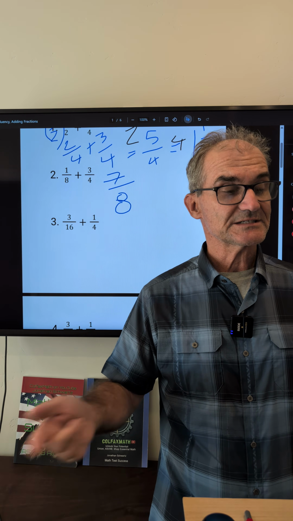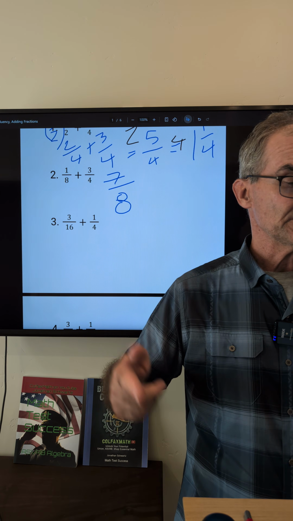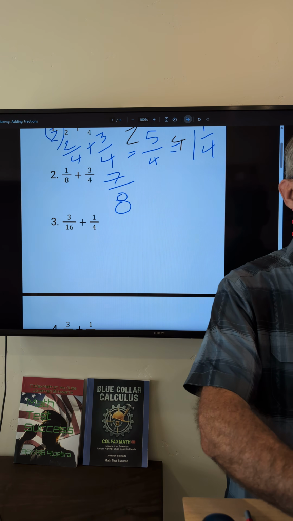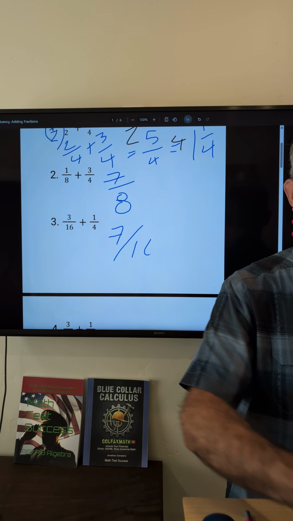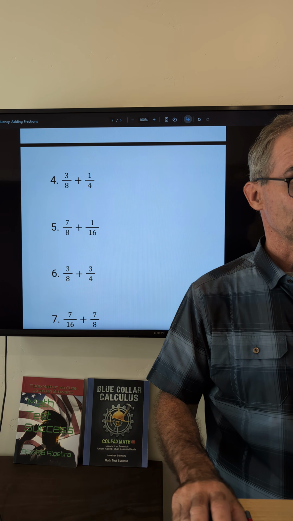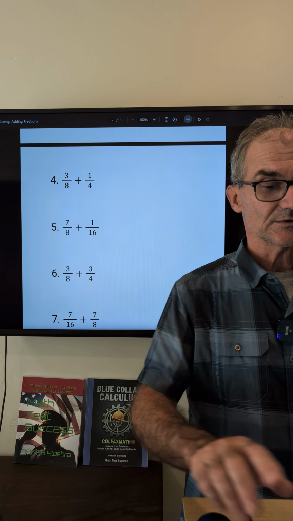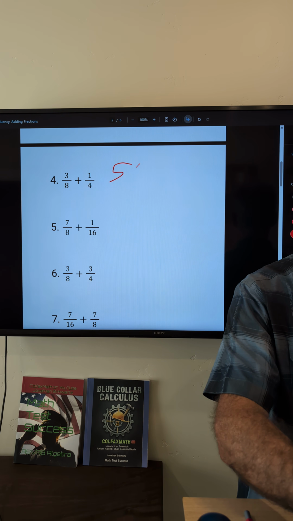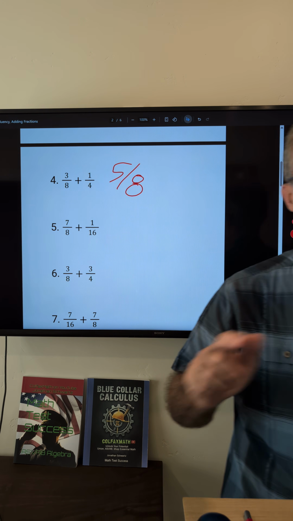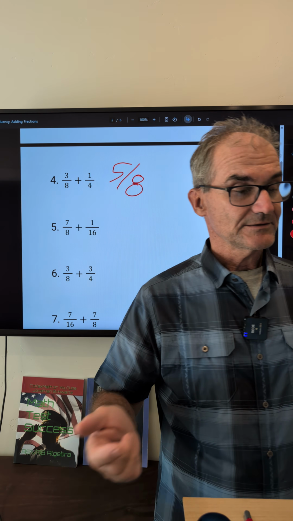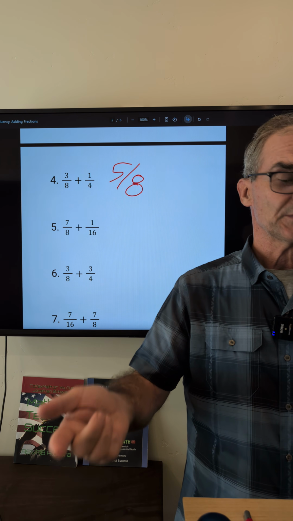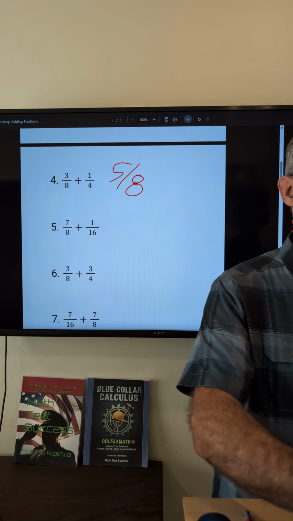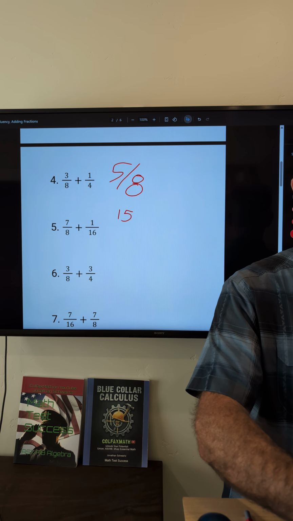Number 3, 3/16 plus 1/4. That is going to be 3/16 plus 4/16, 7/16. Number 4, 3/8 plus 1/4. 3/8 plus 2/8 is 5/8. See how I'm getting that common denominator first? Number 5, 7/8 plus 1/16. 14/16 plus 1/16 is 15/16.